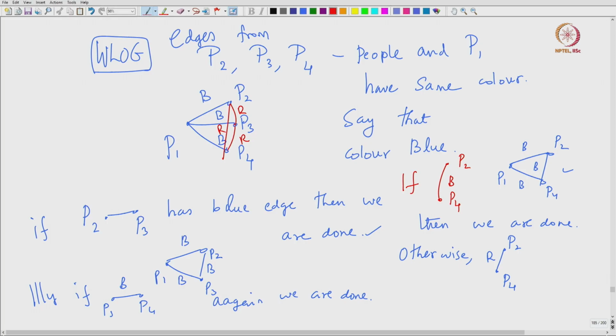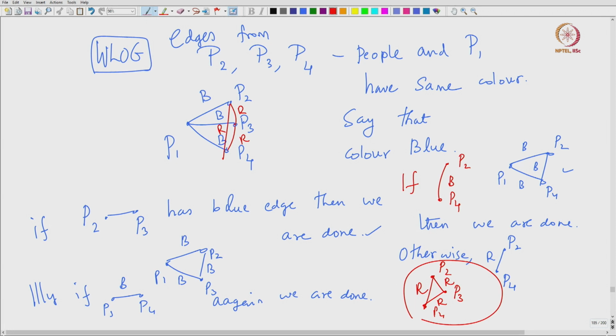then you can look at P2, P3 and P4. So, this we have assumed it to be red, this we have assumed it to be red, and this P2 P4 again we have red. So, this makes a triangle with red edges. Okay. It is basically an existence proof.